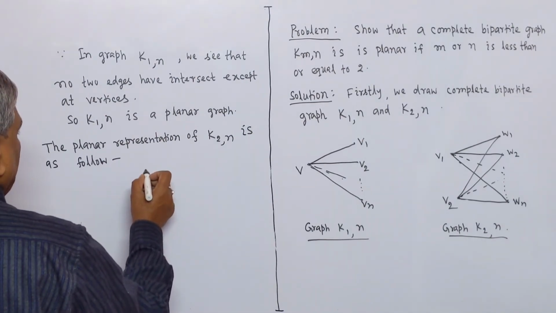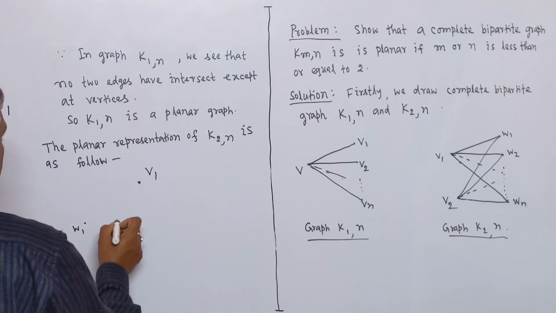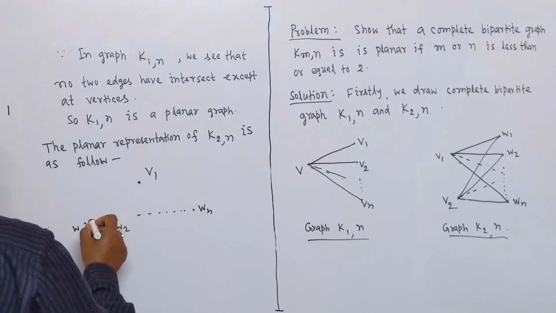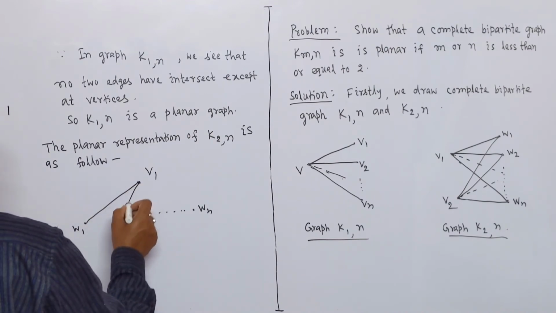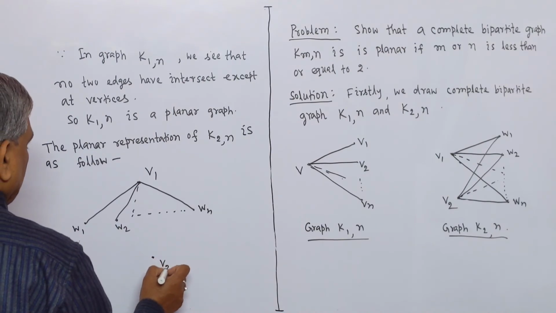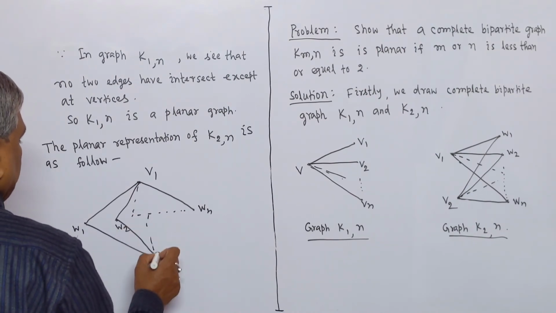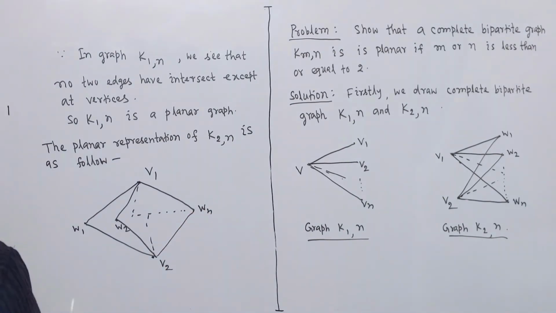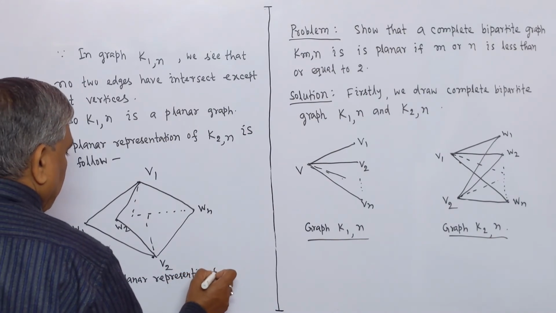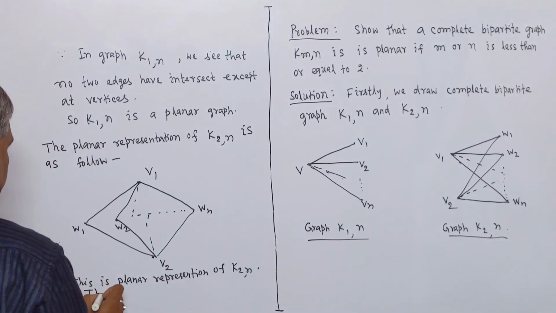Here we write V1. Here we write W1, W2, Wn. We connect V1 with W1, W2, Wn. Here we write V2. We connect V2 with W1, W2, with Wn. And this is the planar representation of K2n. Therefore, this graph is planar.